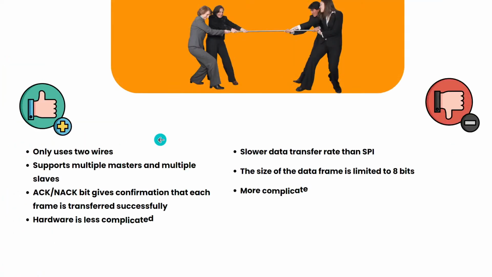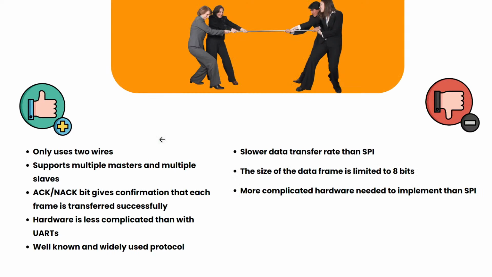First let's see the advantages. What are the advantages? It only uses 2 wires. One is serial data and another one is serial clock. It supports multiple masters and multiple slaves, unlike SPI. It has the acknowledgement and no acknowledgement bit, which gives confirmation that each frame is transferred. Your address frame is transferred successfully. Your data frame is transferred successfully. You get to know. It will return you back the acknowledgement.